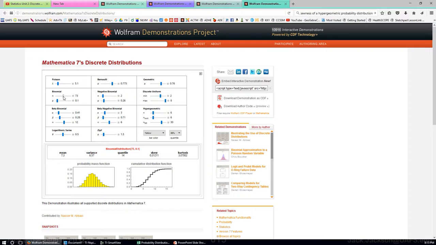And so it looks like if I just move one of these sliders, it activates that one. So here's a binomial: mean, variance, skewness. We haven't even talked about kurtosis, but anyway, there's that, and you can see what happens as we move and change it, or we can change P.